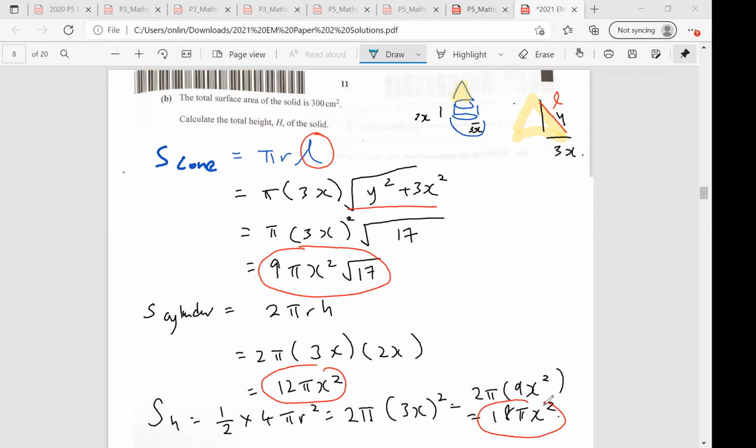So we need to solve for h using that. I have limited space, so I'm going to write smaller from here. So here I have 9 pi x square, square root 17, plus 12 pi x square plus 18 pi x square. So if I solve this out, it's supposed to be equal to 300. So I'm supposed to find what is h, which is what is y.